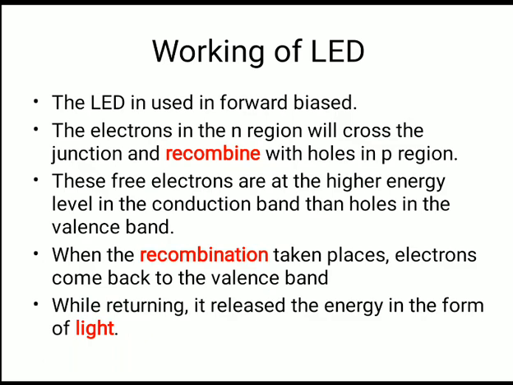Now let us read the working. The LED is used in forward bias. The electrons in the N region cross the junction and recombine with the holes in the P region. These free electrons are at a higher energy level in the conduction band than the holes in the valence band. When recombination takes place, the electrons come back to the valence band, and while returning they release energy in the form of light. That is the working of the LED.